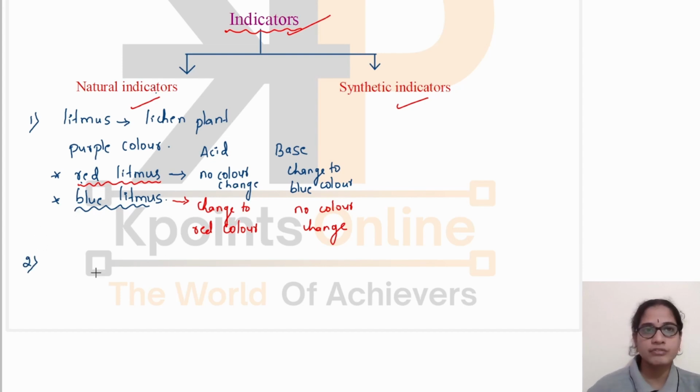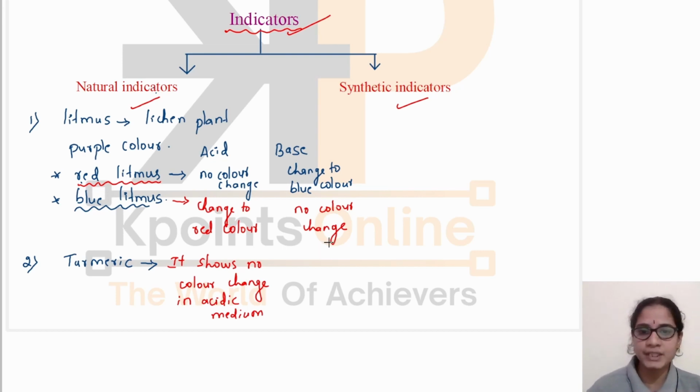Then we have a few more natural indicators, like turmeric. We all know that it is bright yellow in color. It is a natural indicator. How does it show the color change? In acidic medium, it shows no color change. Whereas when it is added to basic media, it will show the color change to red. It changes to red color in basic solution. This is how turmeric can be used to indicate the presence of acid or base.